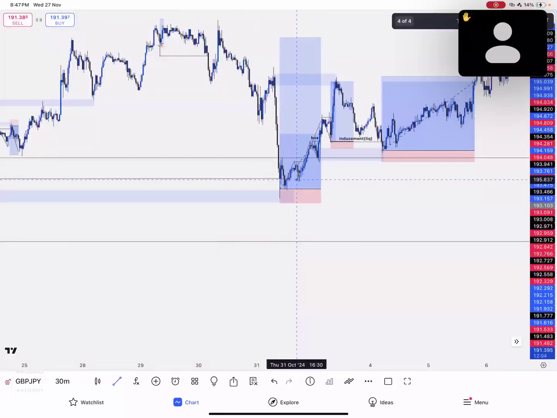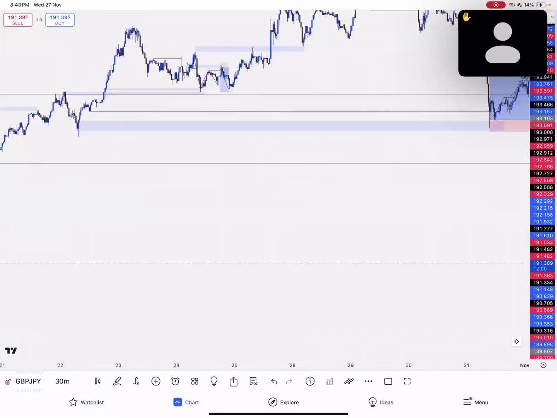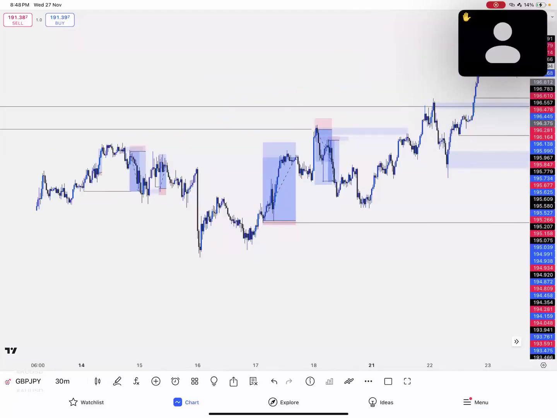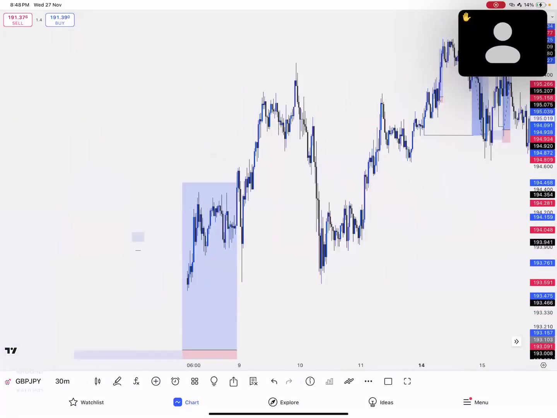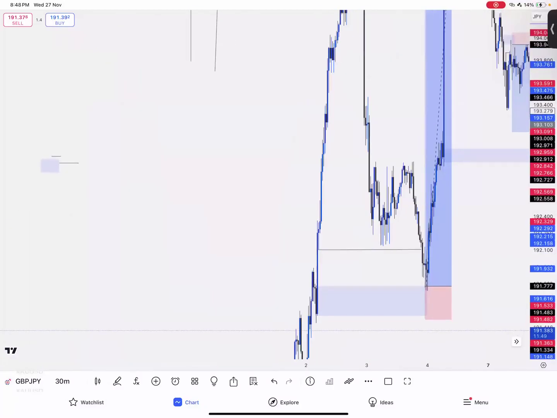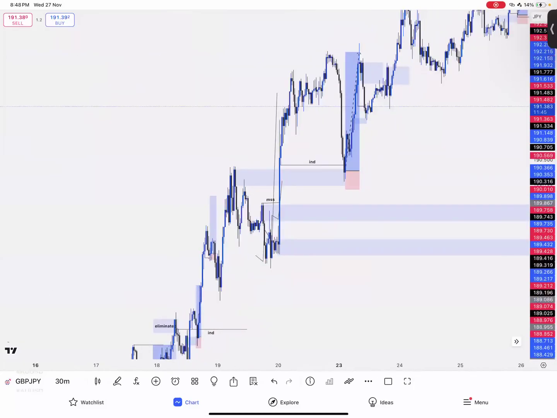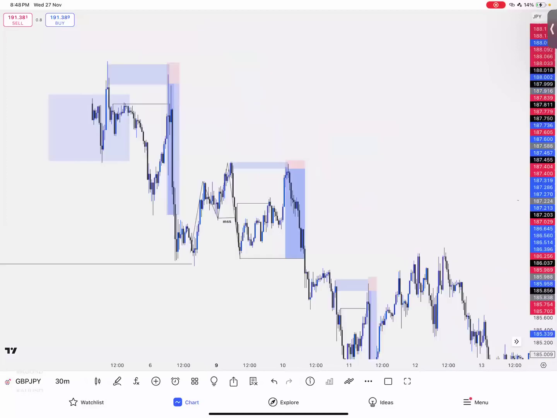For market structure shifts, market will change direction to the opposite side. Let me see if I have a chart with a market structure shift on it. For market structure shift, market will change direction to the opposite side. So if it was trending up, market will start trending down. I don't think I've taken sales in a while.